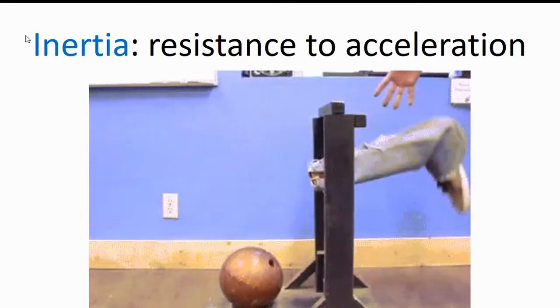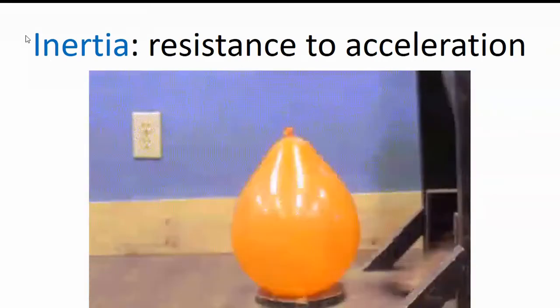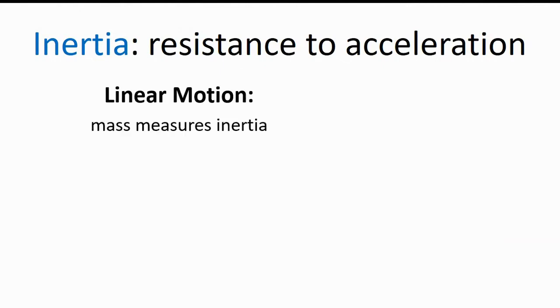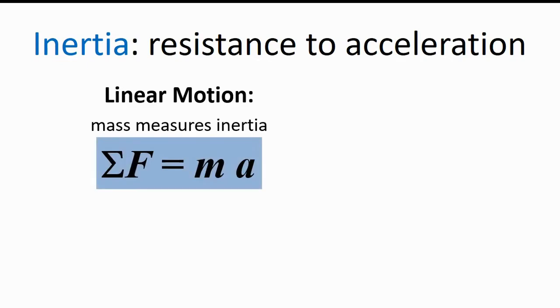Which will have more inertia, a bowling ball or a balloon? Clearly the bowling ball, but why? Because it has more mass. For linear motion, mass is what measures an object's inertia. Newton's second law tells us that the net force on an object is equal to its mass multiplied by its acceleration. That means that the more mass something has, the less it will accelerate. As m increases, a decreases.